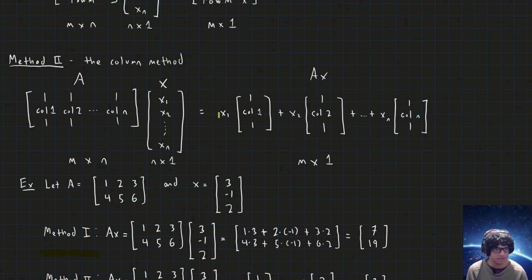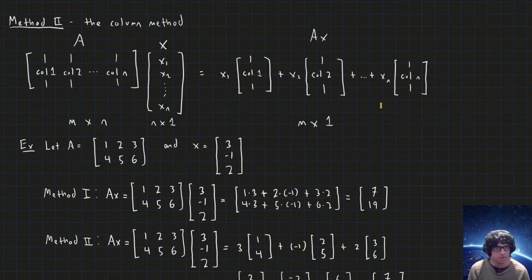Let's examine what's going on here. Remember, these columns are vectors, column 1, column 2, all the way up to column n, and we're scaling the vectors by some constants, right? What other word can we use to describe this? This is a linear combination of the columns of A. This is the exact form of a linear combination of a set of vectors, in this case, the columns of A.